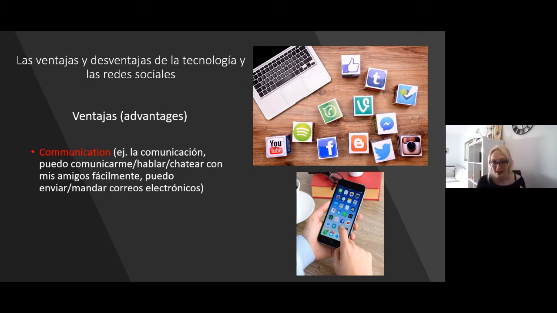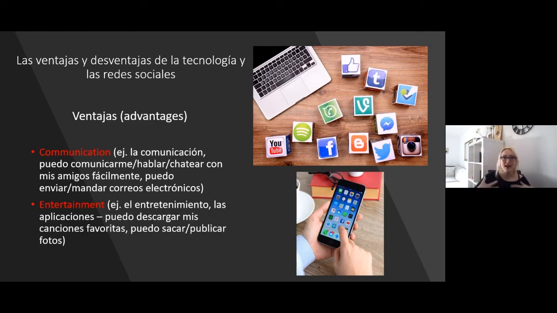Or puedo hablar, I can talk. Or puedo chatear, I can chat, okay, with my friends. Puedo enviar correos electrónicos, or puedo mandar correos electrónicos. So I can send emails. Remember, in Spanish, there are two words for to send, enviar and mandar, okay?